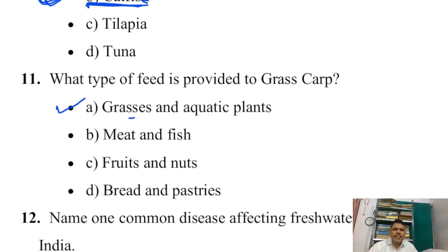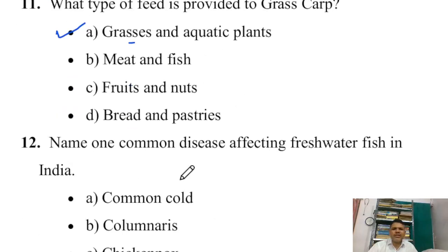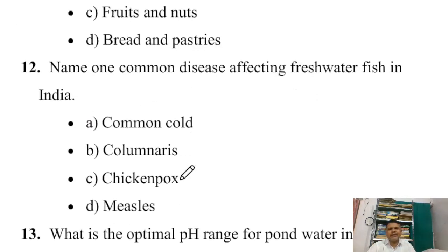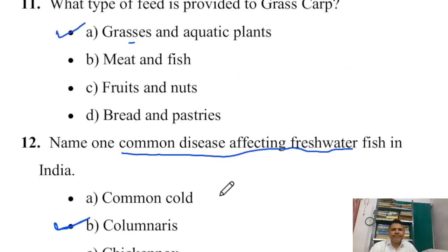Next question. Name one disease affecting freshwater fish in India. The correct one is columnaris. It is a fish disease, and common cold, chickenpox, and measles are diseases of human beings. So the correct answer to this question is that the common disease affecting freshwater fish is columnaris. Columnaris is the disease which affects freshwater fish.